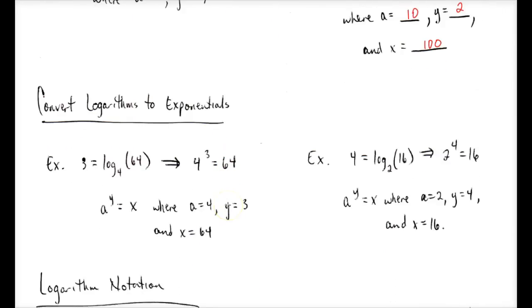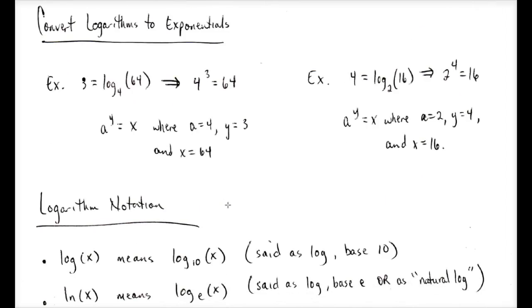So now converting the other way, going from a logarithm to an exponential, this way is actually easier to do, because now all we have to do is say a raised to the y is equal to x. And so, a raised to the y is equal to x, 4 cubed is equal to 64. Again, a raised to the y is equal to x, 2 raised to the 4 is 16.